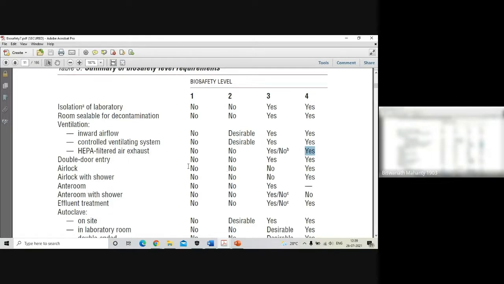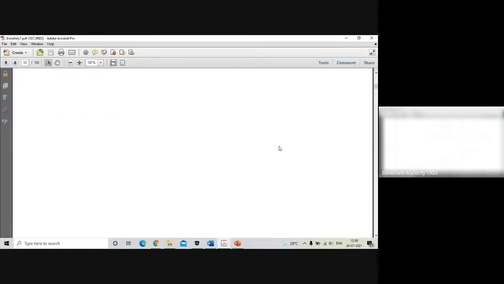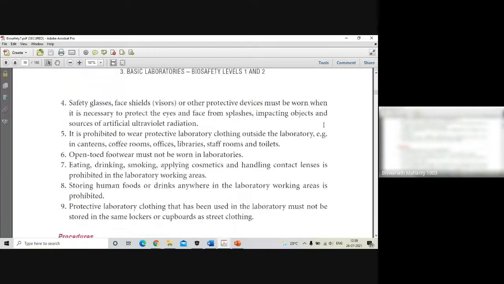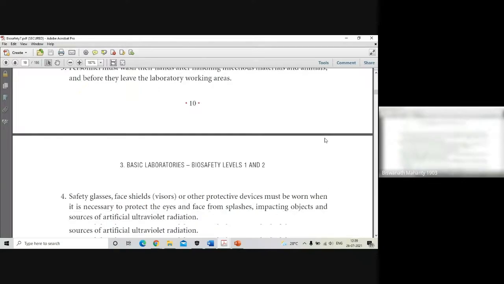These things you see, double door. In our lab, if you visit, you will see only one door entry. But if I'm going for 3 and 4, I should have double door entry. Now, okay, forget about it. You can read it yourself. I need not read it for you. I'm just going to show you the schematics. Good diagram. You should always have biohazard signs when I'm dealing with level 1, 2, and 3 or 4 pathogens.